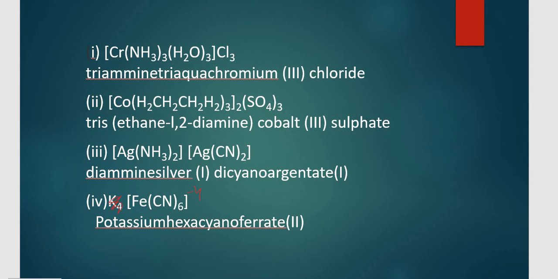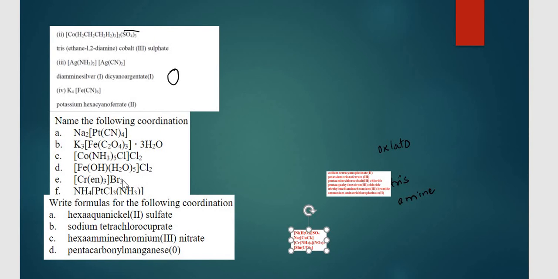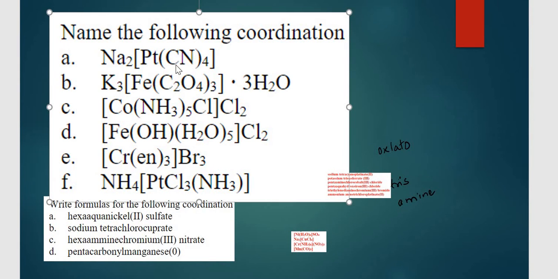Let's do more practice. Okay, try to name these compounds. Na2[Pt(CN)4], K3[Fe(C2O4)3]·3H2O, [Co(NH3)5Cl]Cl2, [Fe(OH)(H2O)5]Cl2, [Cr(en)3]Br3, NH4[PtCl3(NH3)]. Let me expand it. Just try to name these compounds.